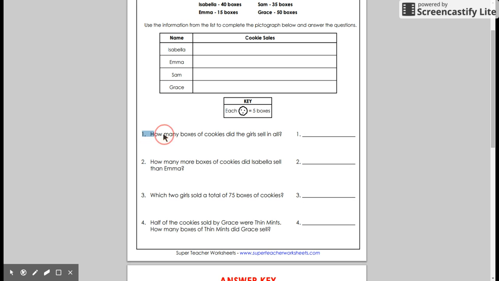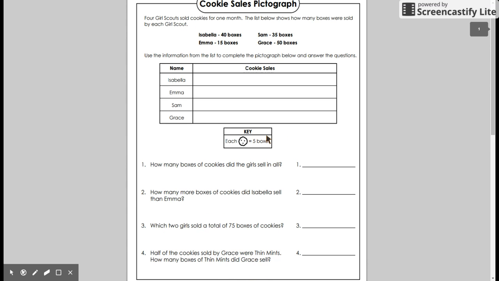Okay, so number 1, at this point, you've filled out your pictograph. Number 1 says, how many boxes of cookies did the girls sell in all? Well, if we're trying to find how many boxes they sold in all, you would add up all their amounts. In this case, 40 plus 15 plus 35 plus 50. And let's see if we can do this in kind of an easy way here.